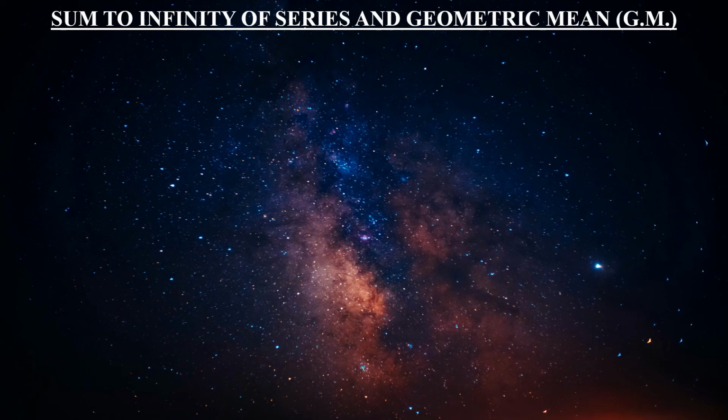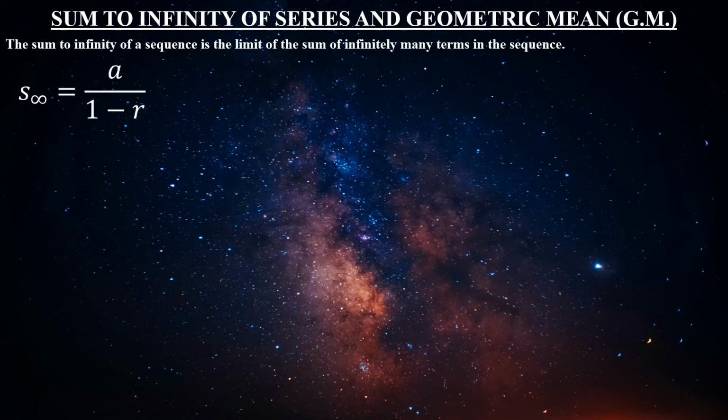So I've been calculating the sum of the terms that we know. Now I'm going to look at the sum to infinity of a series. We have the definition of the sum to infinity of terms, which is the limit of the sum of infinitely many terms. This is the formula that we use, and you should be aware that this is the symbol for infinity. We have a over 1 minus r.